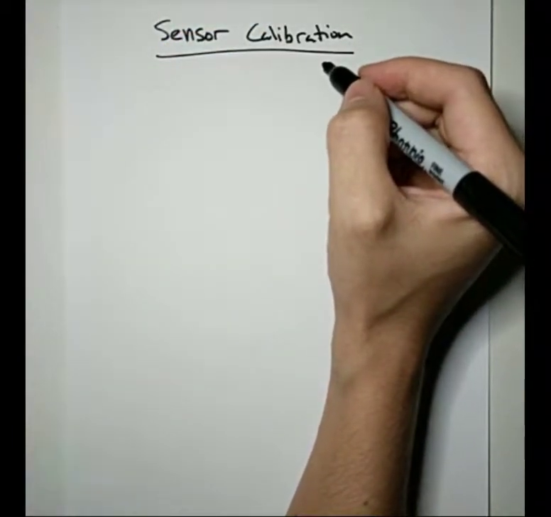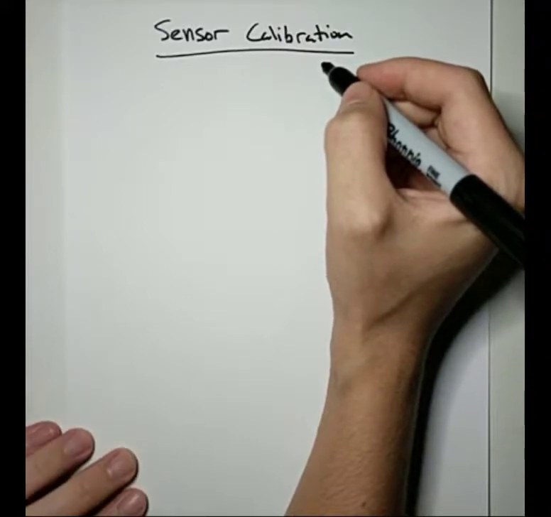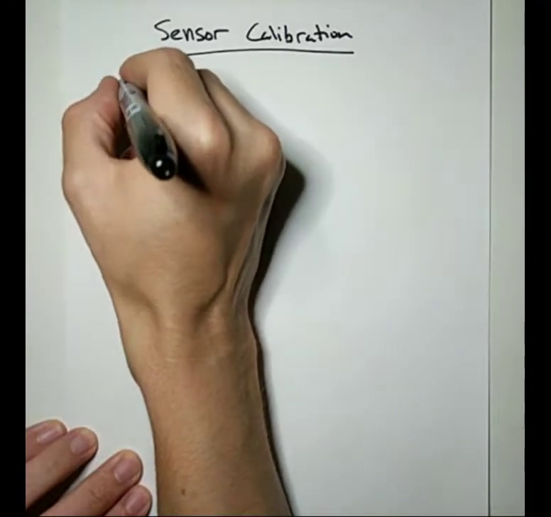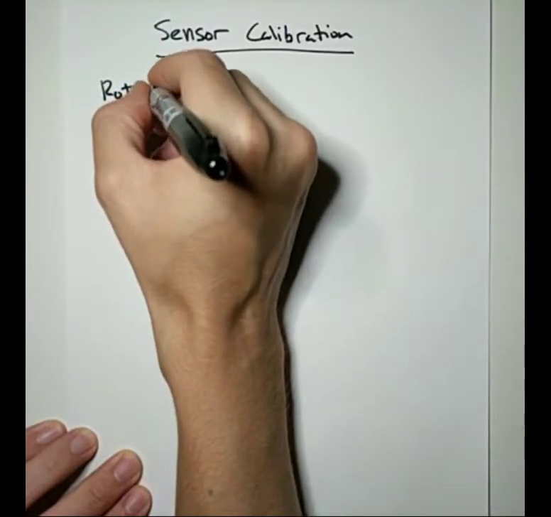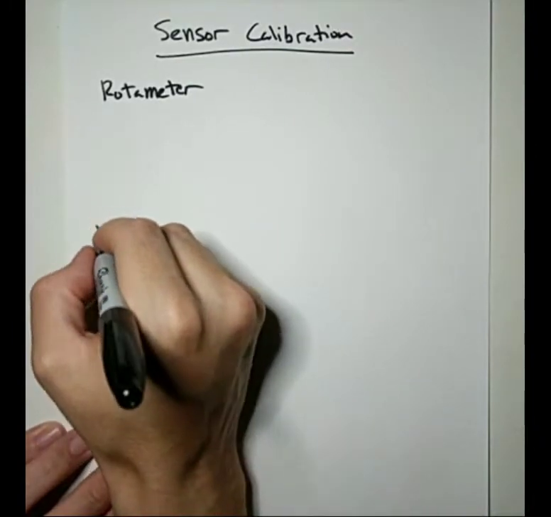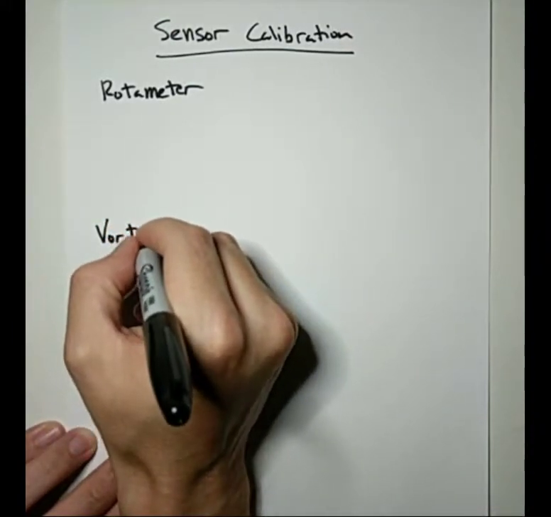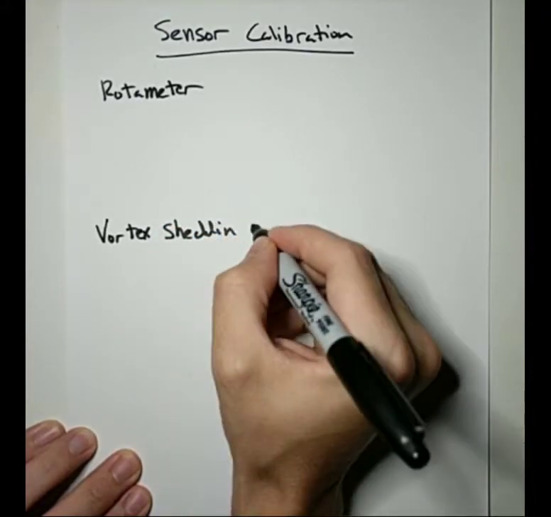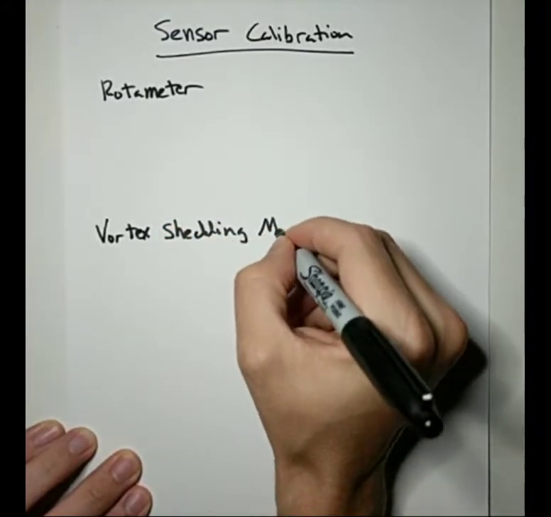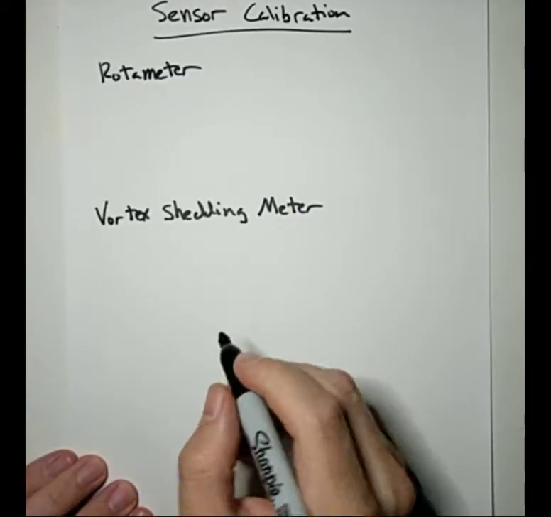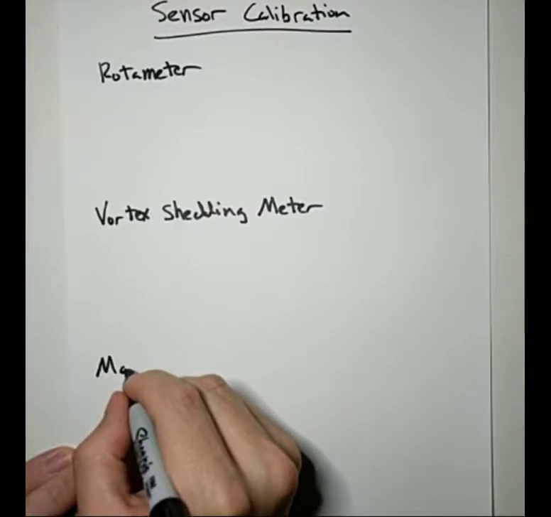So the first thing I'm going to do is talk a little bit about the three sensors we'll be using. So there is a rotometer, there is a vortex shedding meter, and there is a magnetic inductance meter.